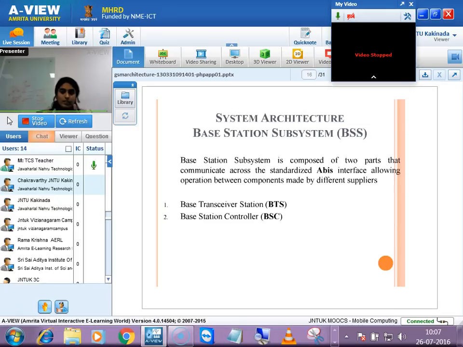So for this purpose, the base station itself is equipped with many transmitters and receivers. In GSM, I think 10 to 11 users can be supported simultaneously. The base station subsystem is composed of two parts that communicate across the standardized A-bis interface, allowing operation between components made by different suppliers.